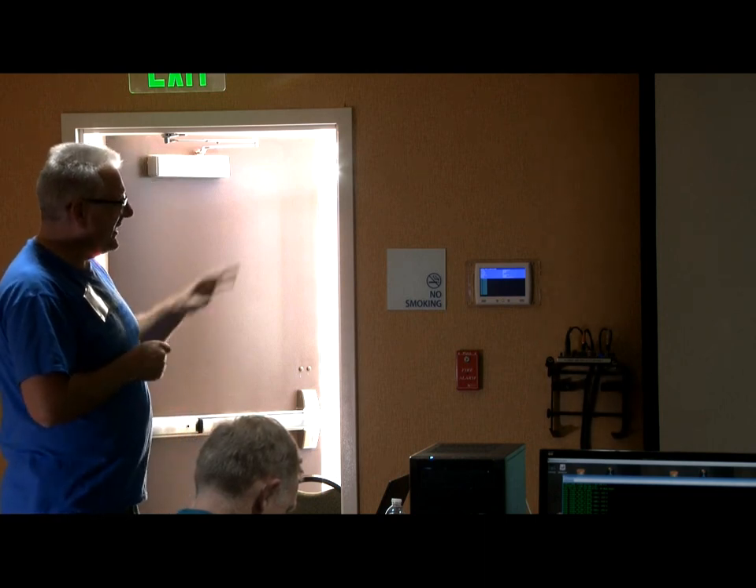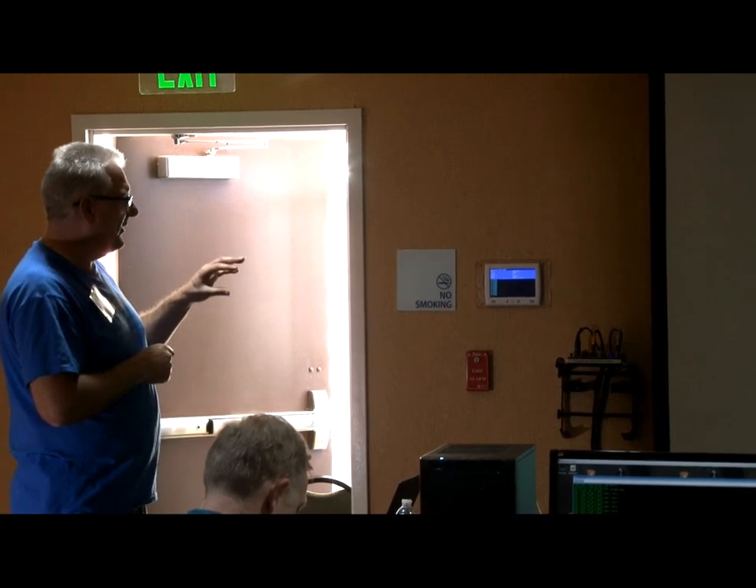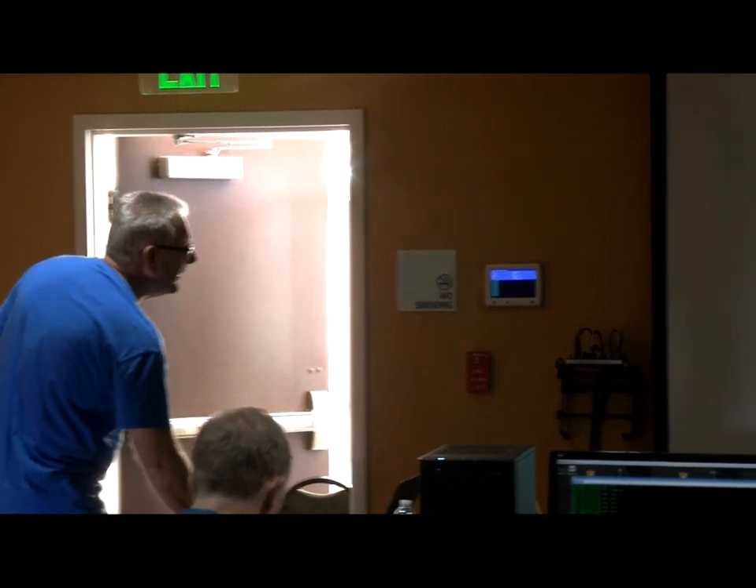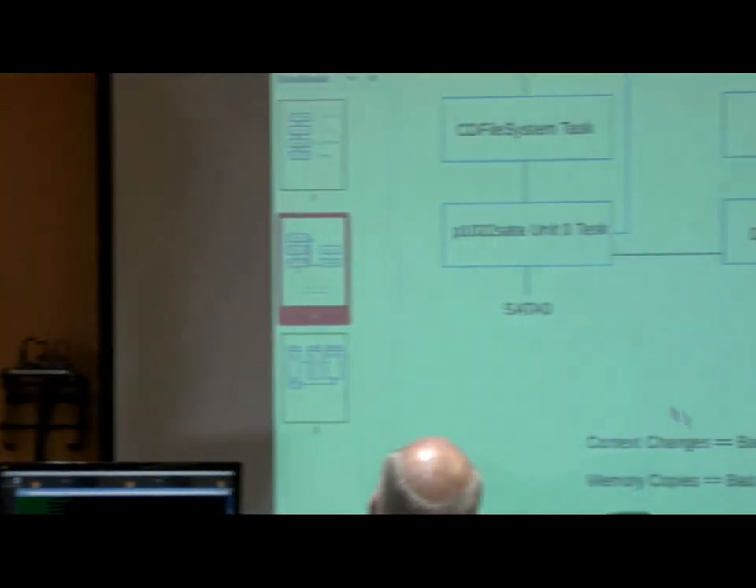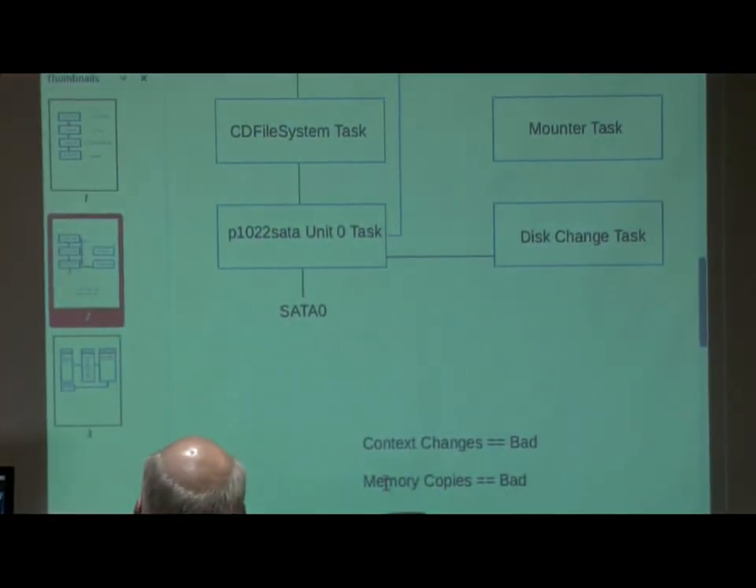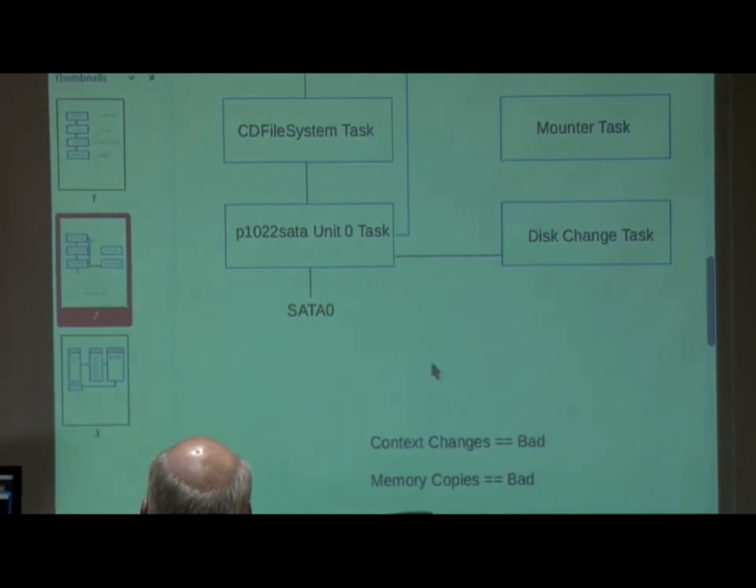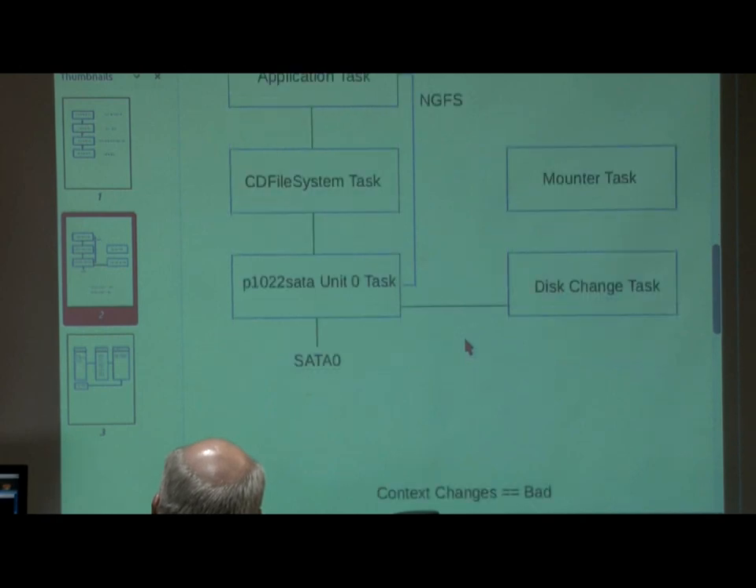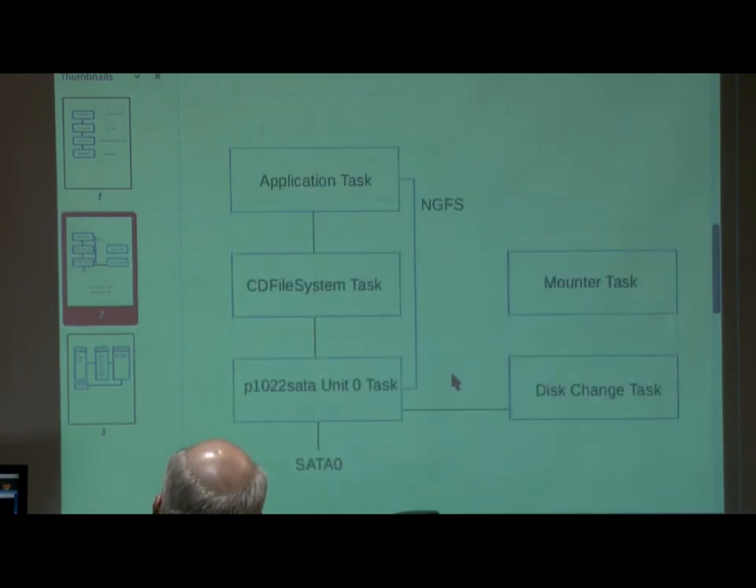So that's kind of a task view, and my message there was that I'm trying to avoid task switching. I think I put it at the bottom here. Context change is bad. The memory copy is also bad. That's another bad thing for Ethernet. You have the same problem. Our current system forces you to copy every single packet that comes in. Nobody else does this. We're special.